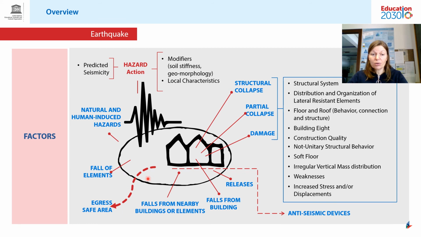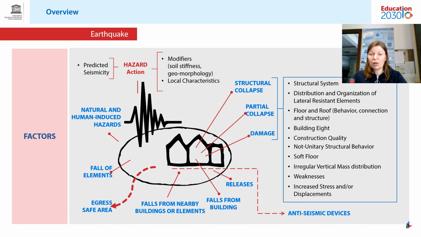It is necessary to consider the egress and the presence of a safe area both from the schoolyard and from the buildings, and the presence of collapses from the structure, damage, and releases, falls from buildings, or, for example, if the building has anti-seismic devices that protect the building in case of an earthquake.